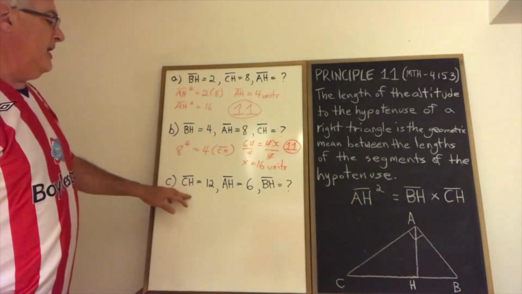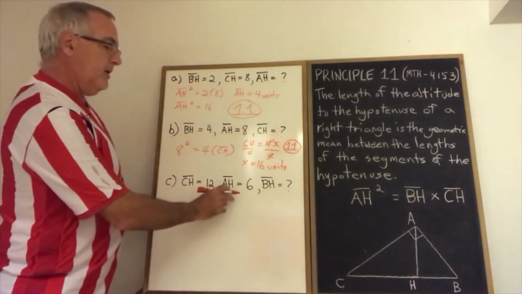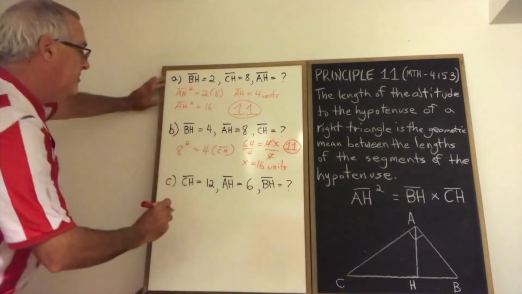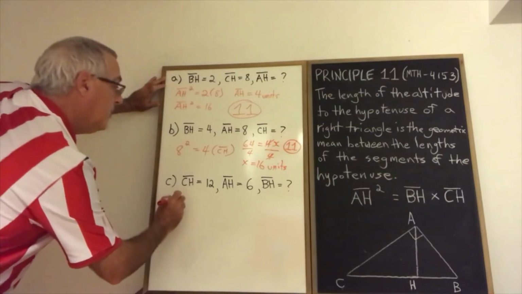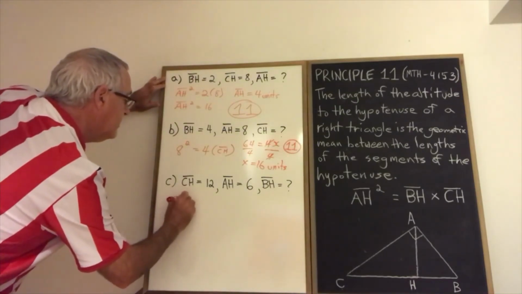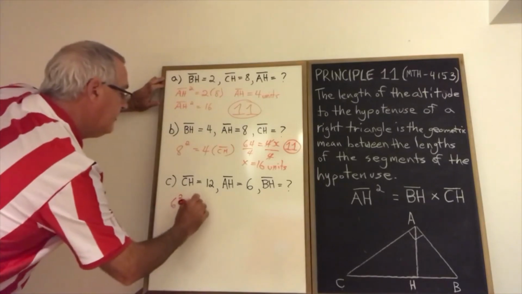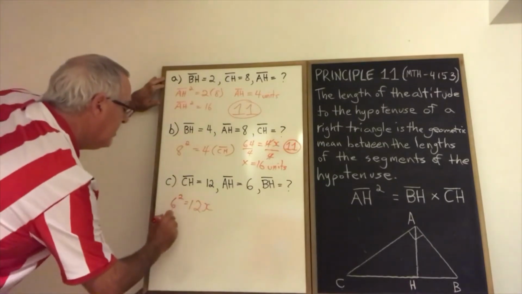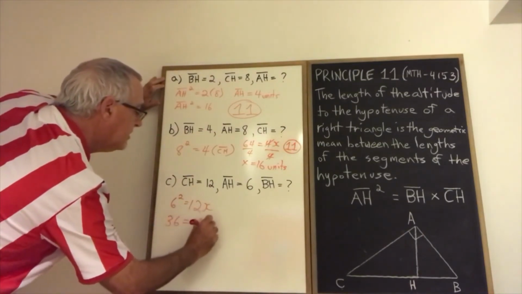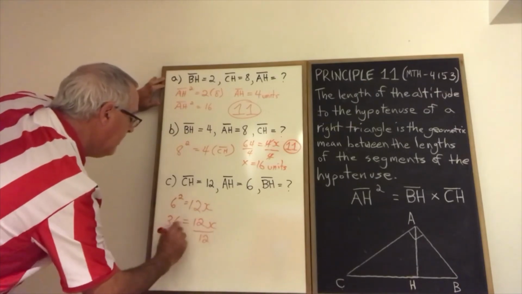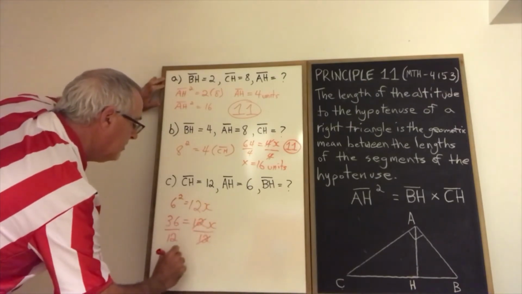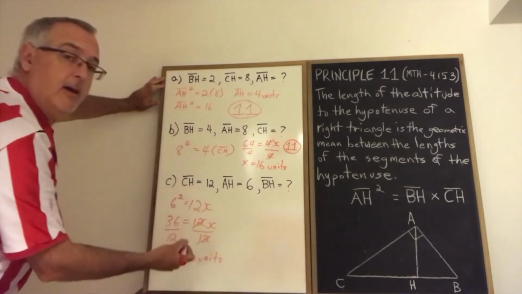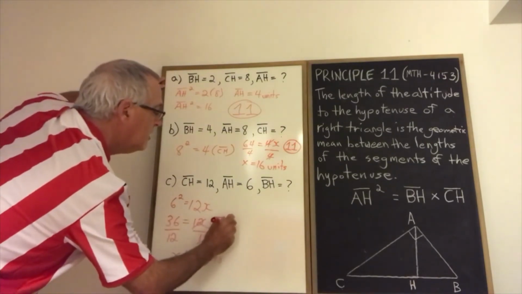In question C, CH, the longer segment, is 12. AH, the altitude, is 6. How long is BH, the shorter segment? It's going to be very similar to B. The altitude squared is 6 squared in this case, and it's equal to 12 times x, my unknown. This time the unknown is BH, the shorter segment. 36, therefore, is equal to 12x. We isolate our variable, and x is equal to 3 units. How did I get that? I justify it. I say I used Principle 11.